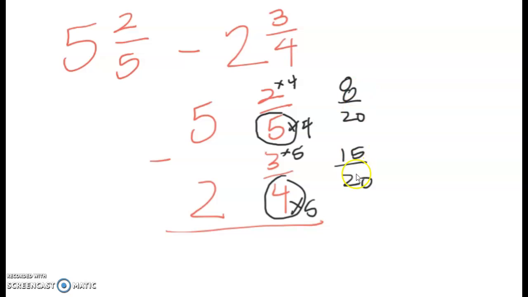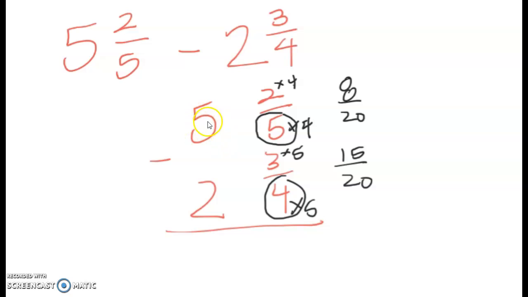You think, I'm going to just do 15 minus 8. Remember what we talked about yesterday with our subtracting decimals. We cannot do that. It is not possible. We cannot have 8 and then take away 15. It's not going to work. So we have to borrow. Remember, we have to borrow in order to make it work.